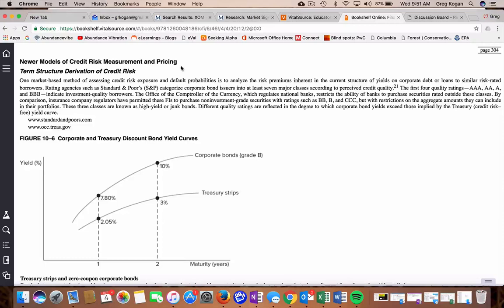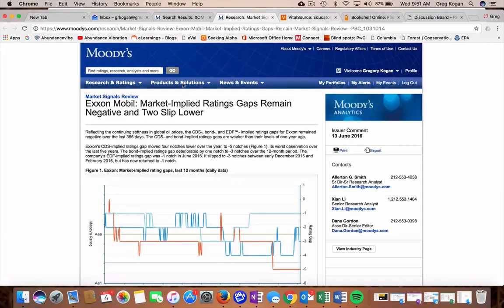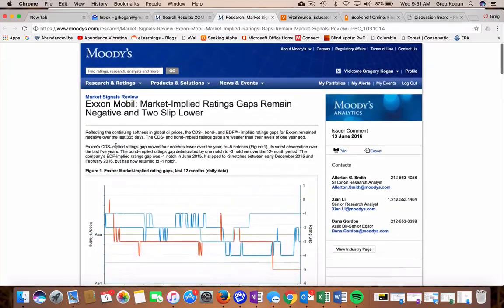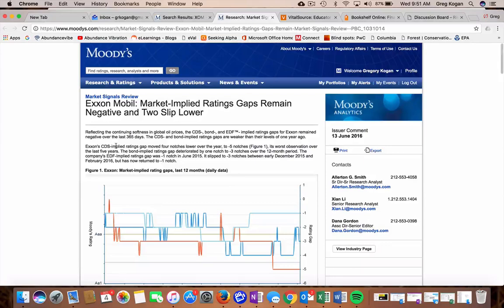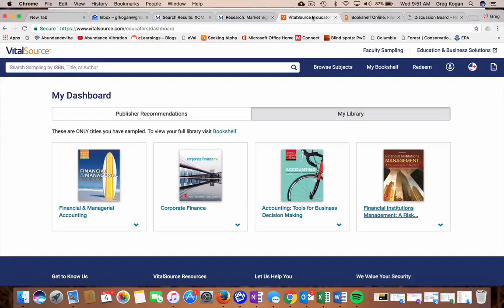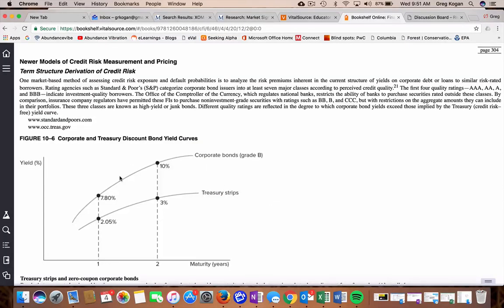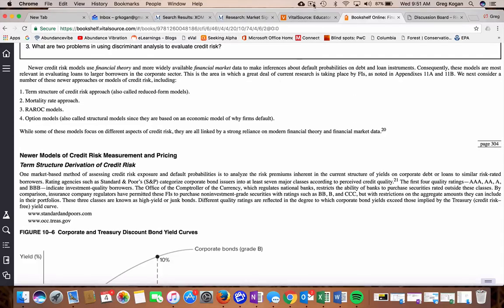Now for measurement of credit and pricing, in terms of what Moody's and S&P do in their ratings, I am going to go over a report in the next video. I just looked at Exxon briefly to see what's going on with them, but I'll find a more detailed one, and then I'll post your assignment for the discussion. So stay tuned for that.